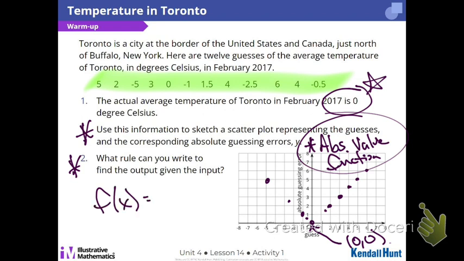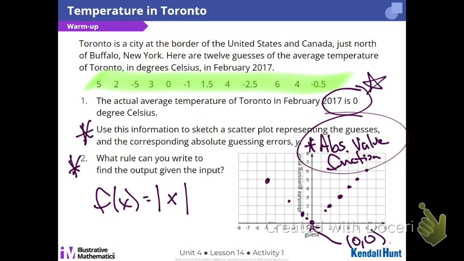Who can put a rule into words for us before I even try to write this rule? Like what's happening to all my inputs? Emmett? The input is also the output. Like 5 is always 5 away. Yeah, but negative 5's output wasn't negative 5. It was though. Oh wait, never mind. Okay. The output is always the absolute value of the input.